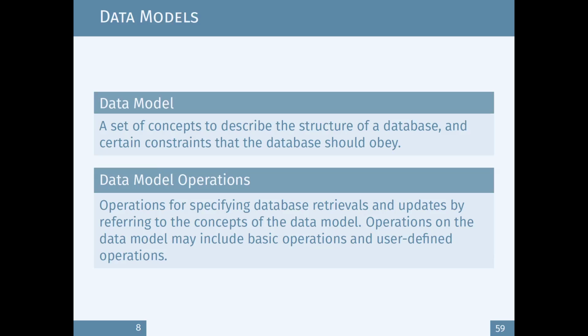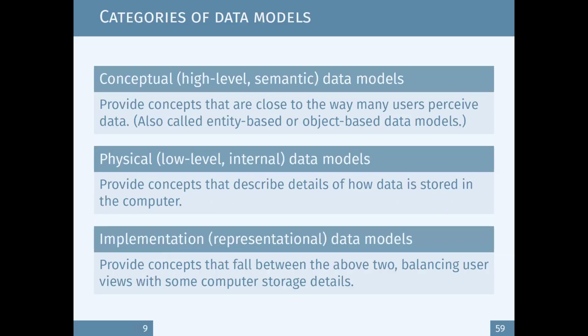Now that we have discussed the data models, the next thing that we need to discuss is different types of data models. We can define different categories of data models. So we can define three types at least. Conceptual, which is very high level. Then you have physical, which we normally call low level, internal. Or you can have implementation.